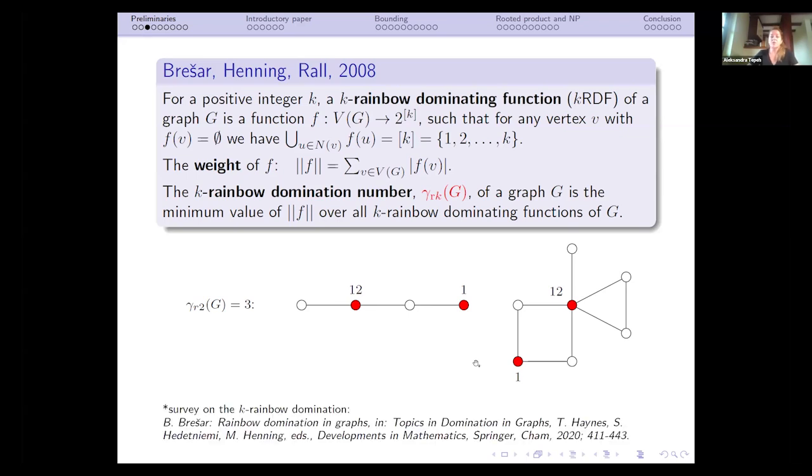For those who are interested in this concept, I would like to invite you to take a look at this survey on K-rainbow domination by Boštjan Brešar, and in it he mentions that while it is not clear how often situations where K-rainbow domination could be applicable in practice, they had a strong motivation for introducing this concept. Namely, it is inherently connected to Cartesian products, and it has potential consequences for the famous Vizing's conjecture you can see here above.